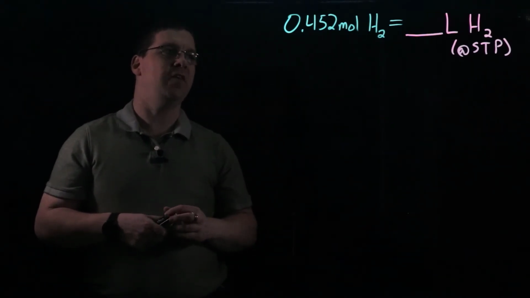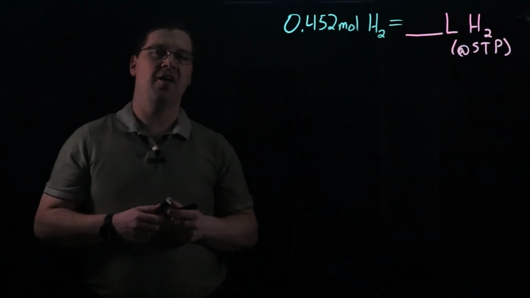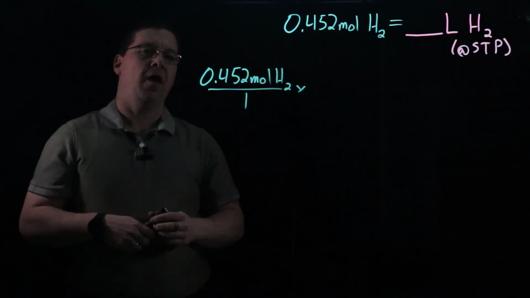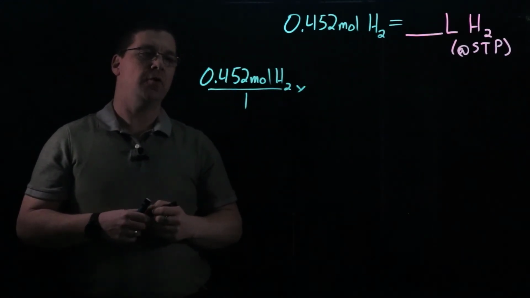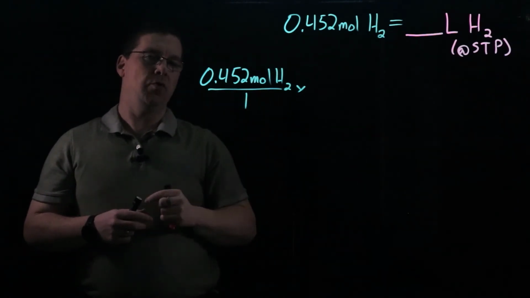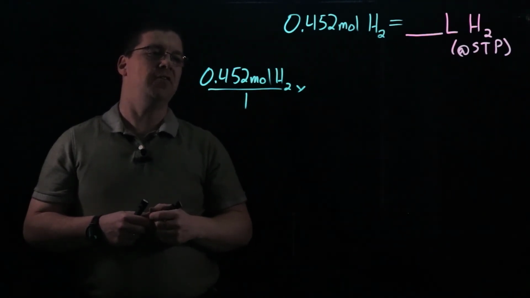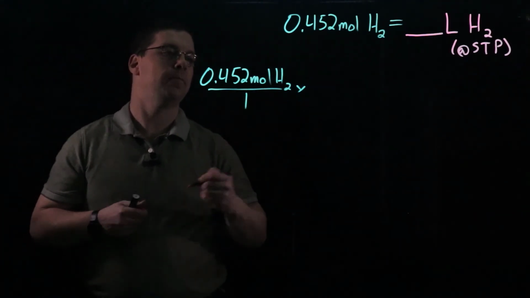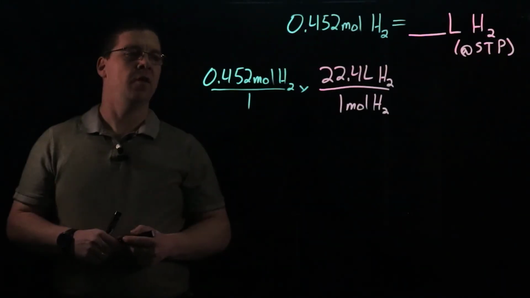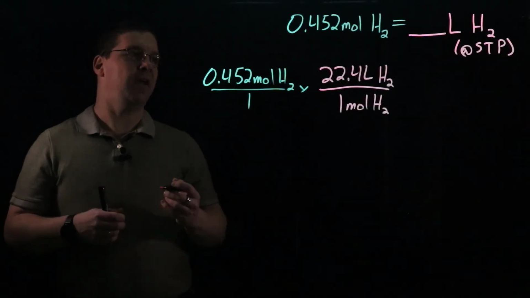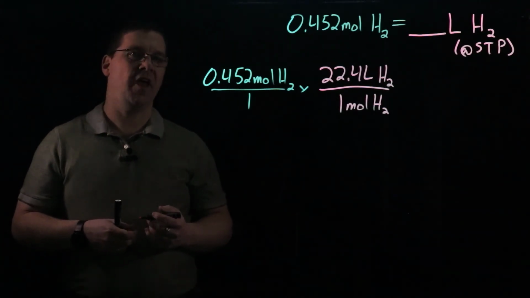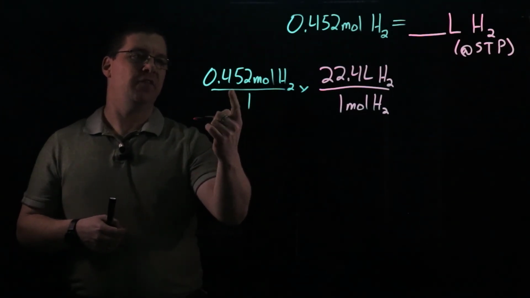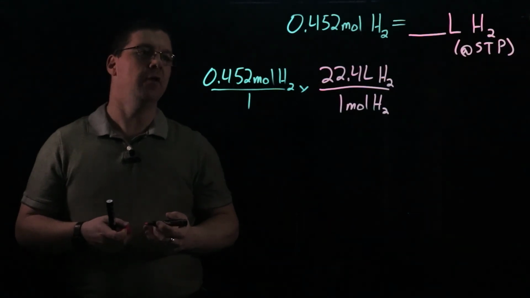So I'm going to start with the molar value that I have, 0.452 moles of hydrogen. And I'm going to use the molar volume as my conversion factor. Given that I want to get rid of the mole units and come out with liters, I need to put the 22.4 liters on top and the 1 mole of hydrogen in the denominator. Seeing that my mole units cancel out and then calculating, I come up with an answer of 10.1248 liters of hydrogen, but we only need 3 sig figs, so that will come out to 10.1 liters of hydrogen.